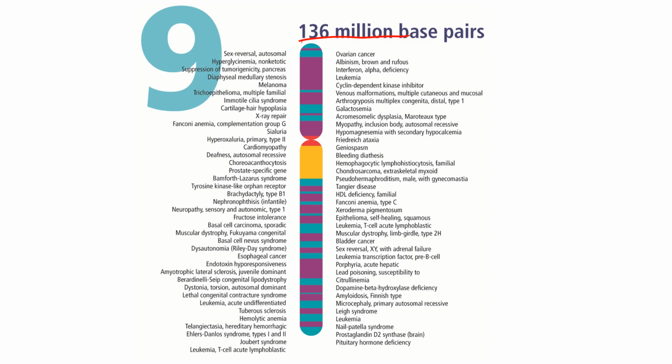And here what we see is a bunch of different diseases that are associated with the genes found on this chromosome. So there are a lot of different genes found on this chromosome, and when there are mutations in these genes, we can get some of these different diseases that are listed here next to this chromosome.